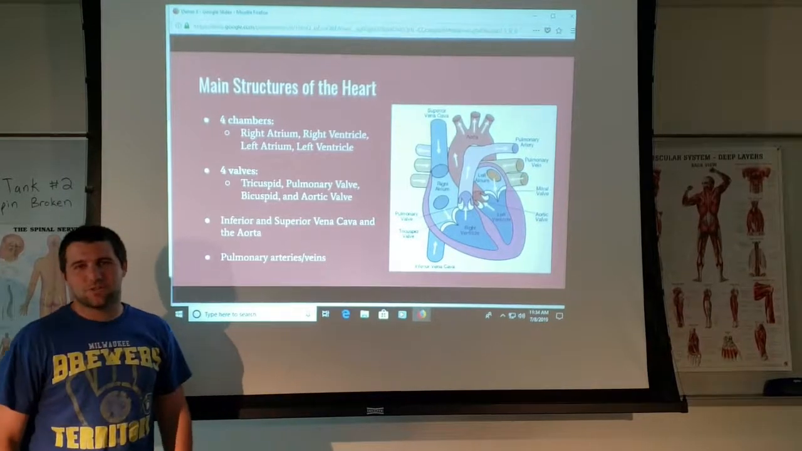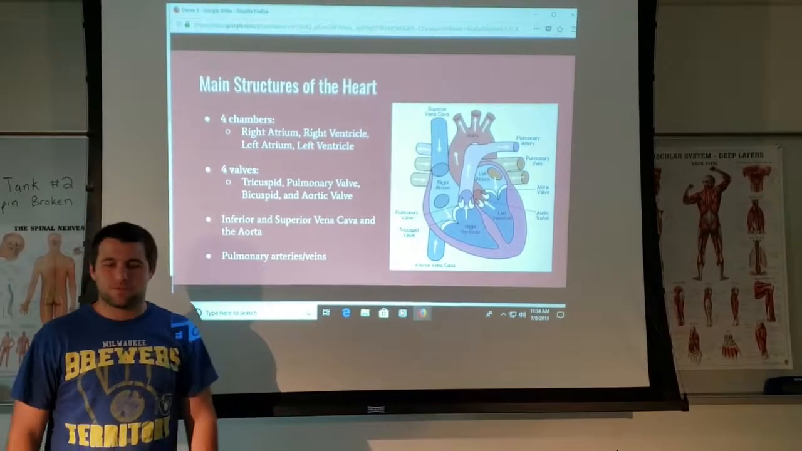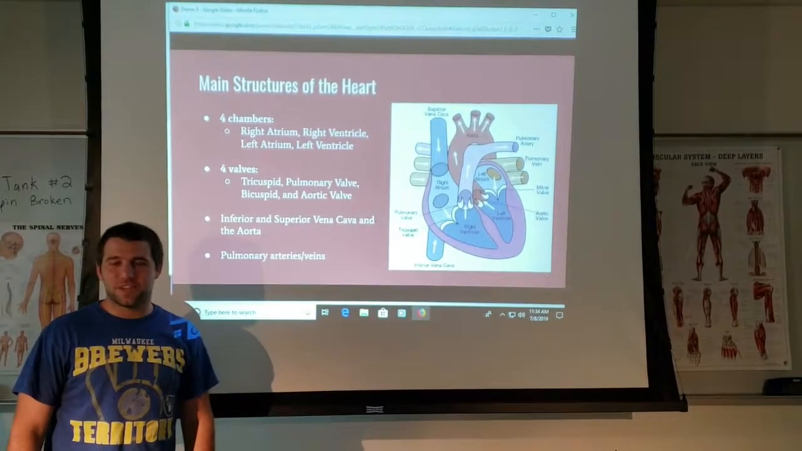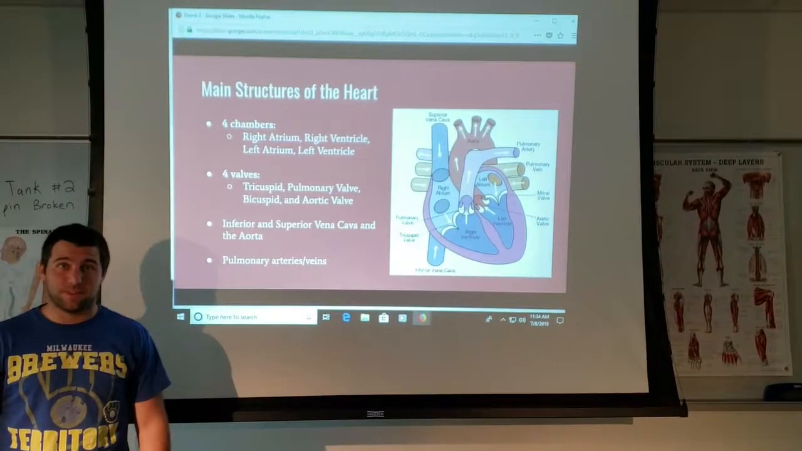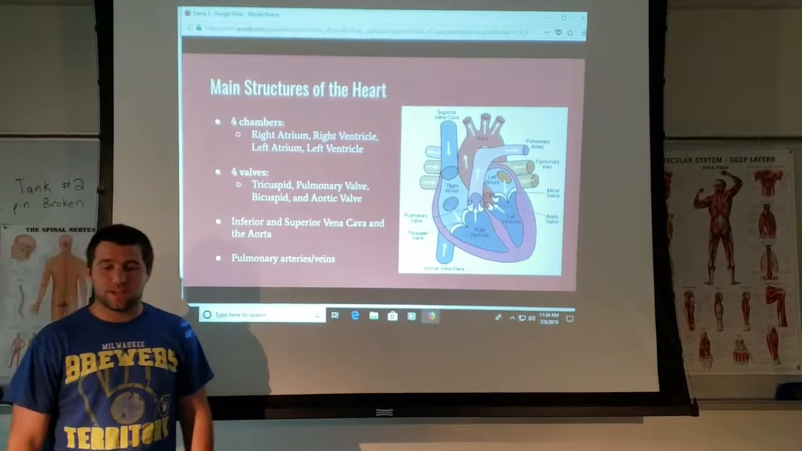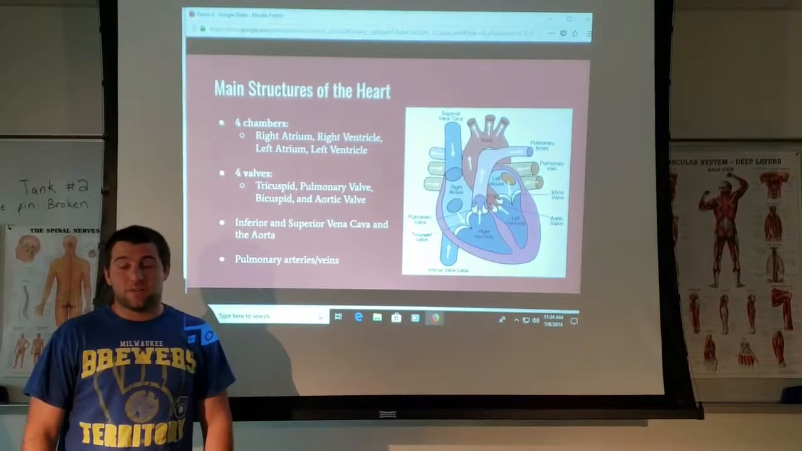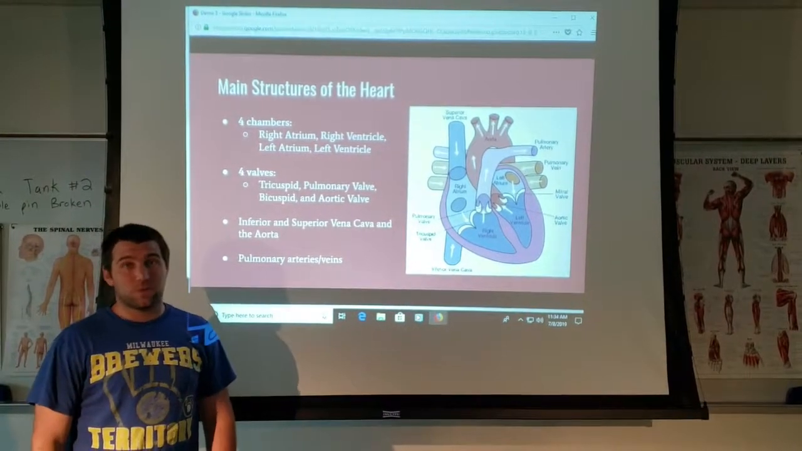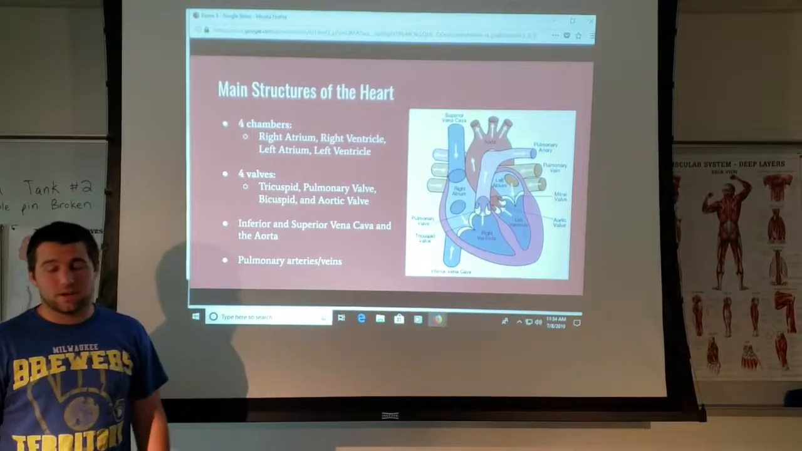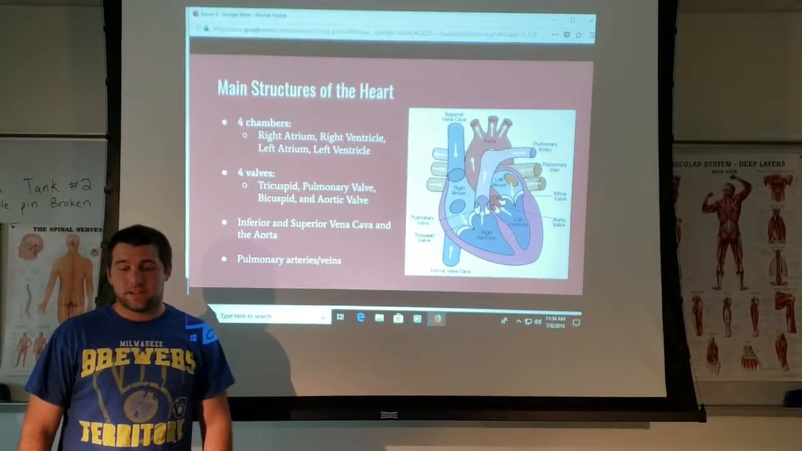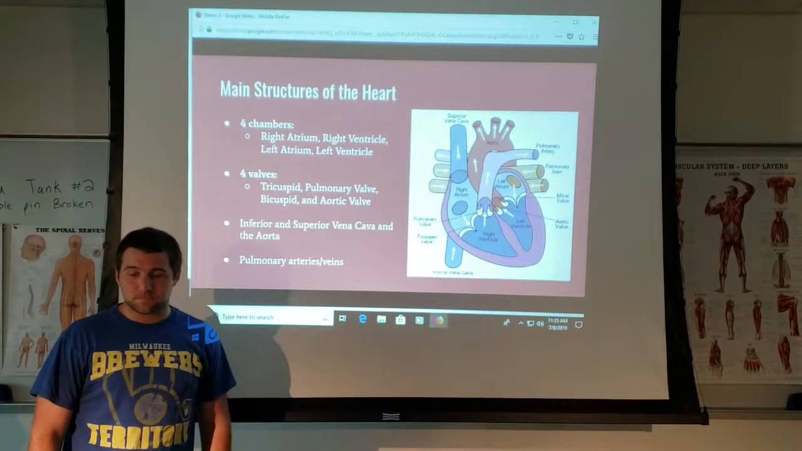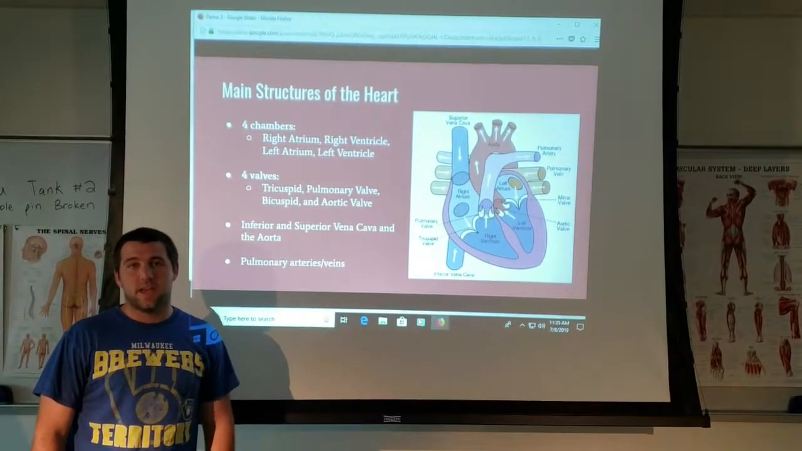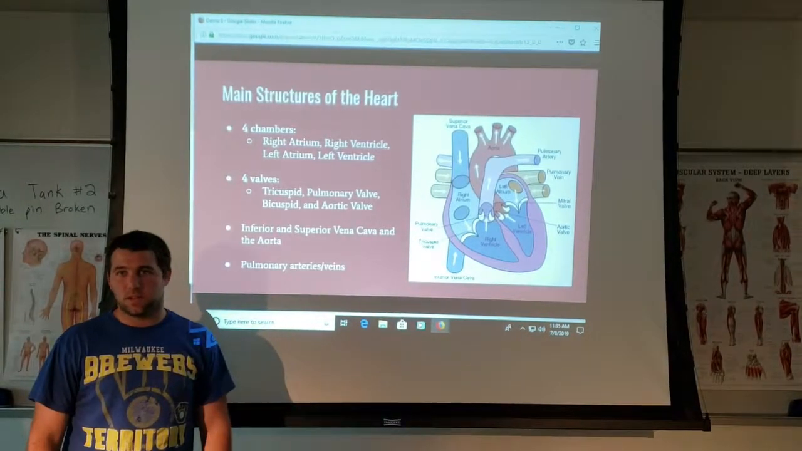So, main structures of the heart: there are 4 chambers and 4 valves. Of the chambers, there's a right atrium, right ventricle, left atrium, and left ventricle. Of the valves, we'll have a tricuspid, a pulmonary valve, a bicuspid valve, and an aortic valve. Going into the heart, you'll have an inferior vena cava and a superior vena cava. You also have an aorta that is leaving the heart. And there are also pulmonary arteries and veins that are leading from the heart towards the lungs.